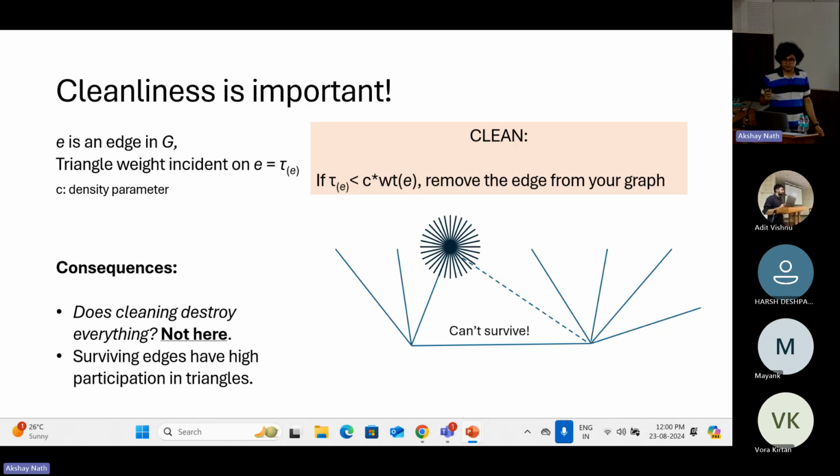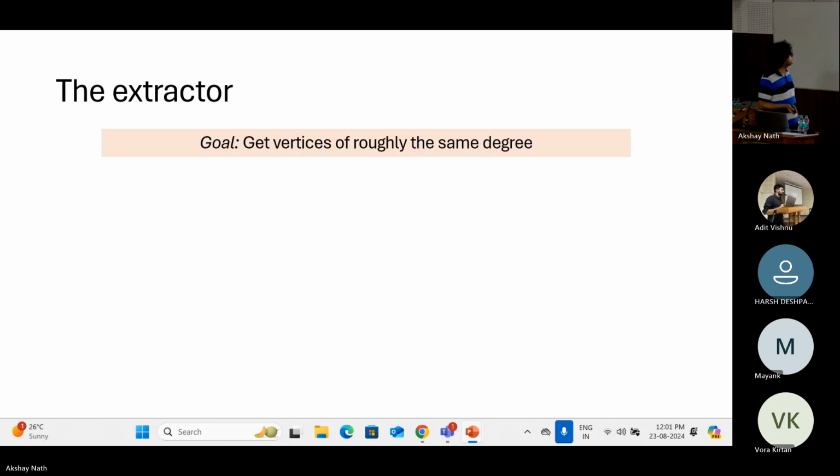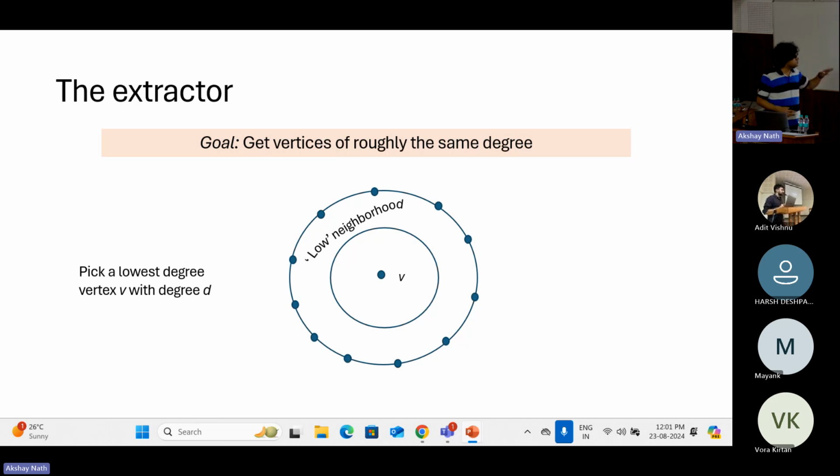So far, so good. Now that we've done this, we can actually extract a subgraph. What we do here is we pick a vertex with the lowest degree in your graph. You look at its low degree neighborhood, so you look at vertices with roughly similar degree. Then you look at the 2-hop neighborhood, and you look at how many triangles these vertices in the 2-hop contribute to your low density neighborhood. So there's like an ordering.